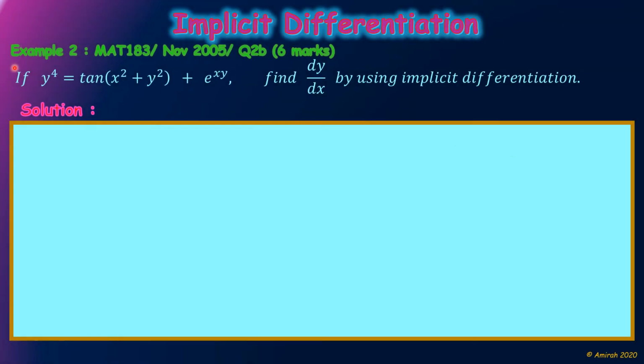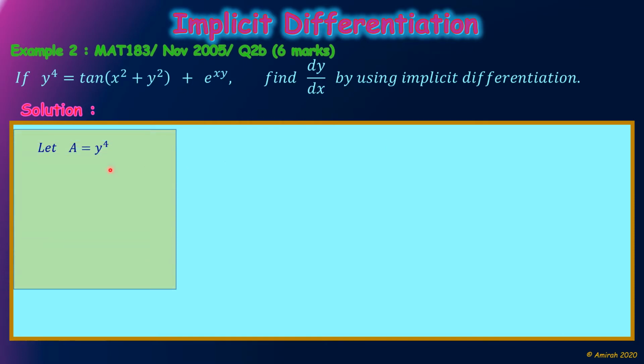Right now, we continue with example 2 from previous semester papers, semester November 2005, question 6 marks. The question is, if y to the power of 4 equals tangent (x squared plus y squared) plus e to the power of xy, find dy over dx by using implicit differentiation.